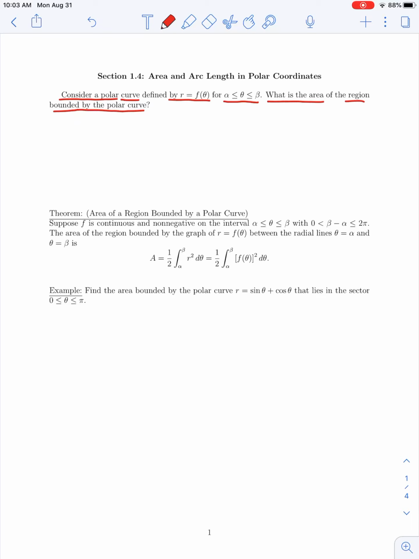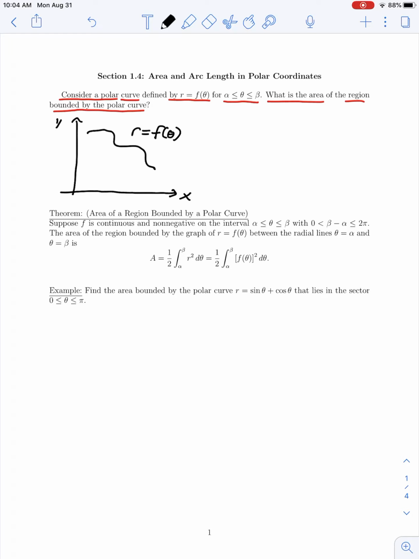So the question is, what is the area of the region bounded by this polar curve over that theta interval? Let's try to visualize it here. We would have some curve in the plane defined by a polar equation of the form r equals f of theta. We saw from our last section that in general, these curves can have unusual shapes.